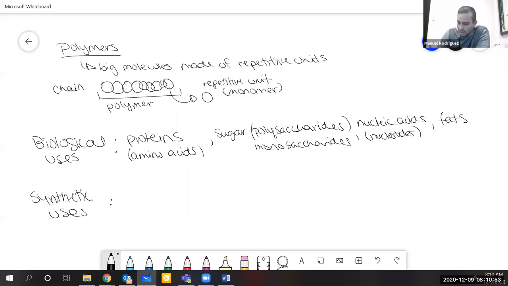Synthetic uses, like Teflon, PVC, and so on. There are different types of polymers that we actually made and we use on a daily basis. So most plastics are going to be polymers. For the synthetic polymers, we will spend a little bit of time later. There is a table that tells you which ones you actually need to know. So I'll show you that later.